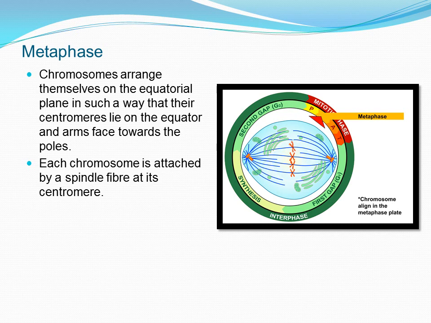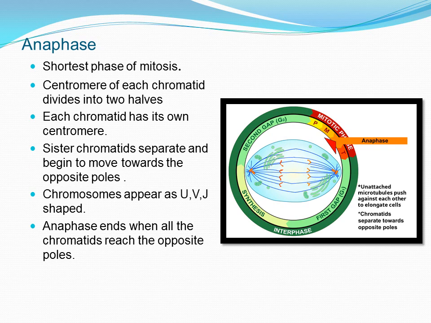So let us move on to the next phase quickly, which is the anaphase. Now this anaphase is actually the shortest phase of mitosis. What happens there? The centromere of each of the chromosomes divides into two halves. See, they have divided into two halves, and the sister chromatids are separating, and they are moving towards the opposite poles.